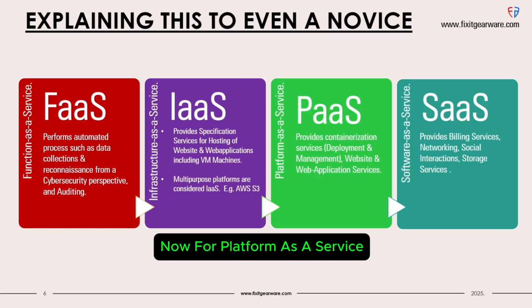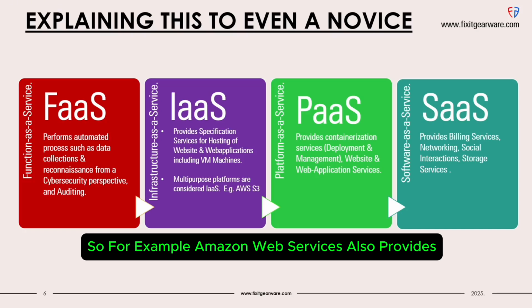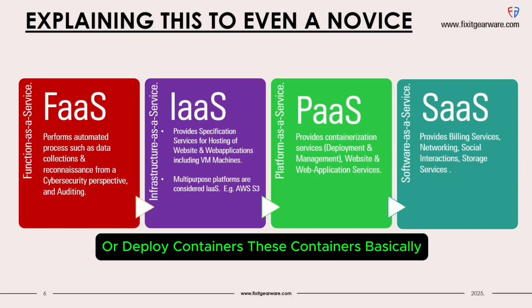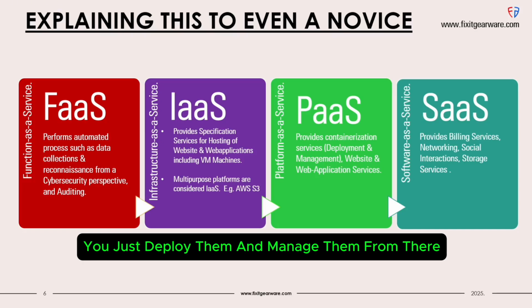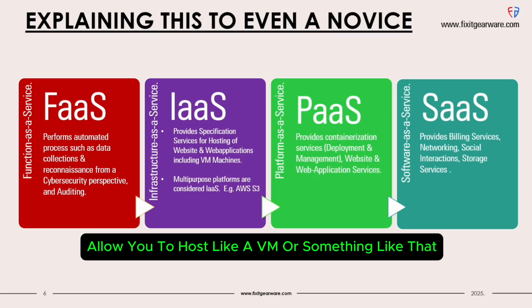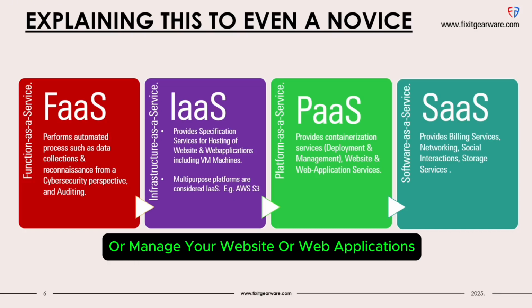Now, for platform as a service, strictly they provide containerization services. So, for example, Amazon Web Services also provides a platform for you to host or deploy containers. These containers, basically, you just deploy them and manage them from there. They don't really allow you to host a VM or something like that. It's just that specific aspect of a platform as a service, they just allow you to deploy or manage your website or web applications.